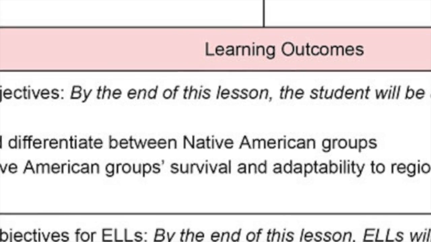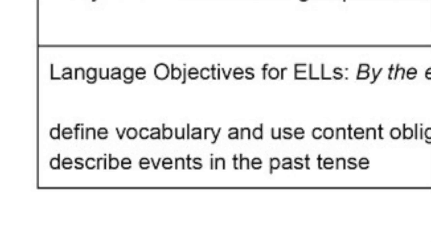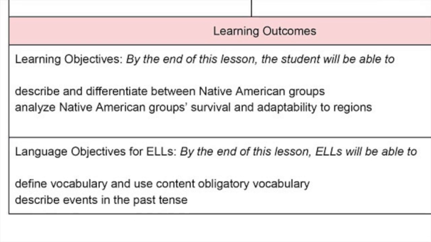Now that I have my learning goals, I need to write my learning objectives and my language objectives. The learning goals refer to the content my students are going to be learning in this unit. Because this is one chapter of a larger unit, I only have 2 learning objectives. By the end of this lesson, the students will be able to describe and differentiate between Native American groups and analyze Native American groups' survival and adaptability to regions. My language objectives come from the key vocabulary, grammar functions, and language functions of my lesson. These 4 objectives focus specifically on my ELL students.